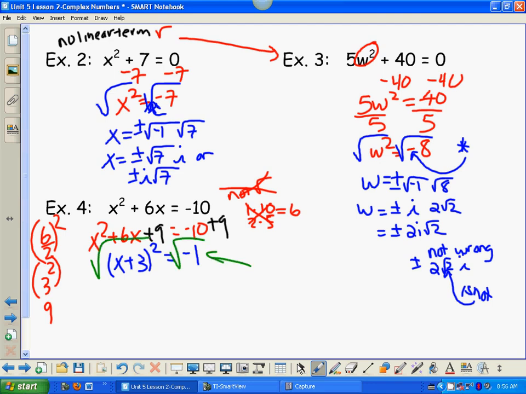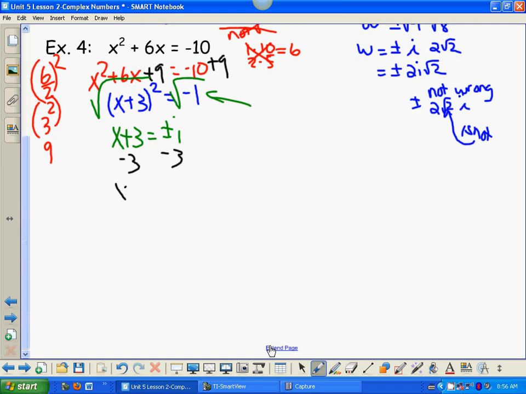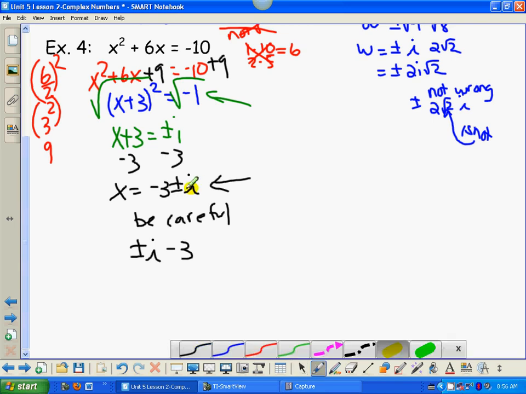I see a negative underneath the square root. So I get x plus 3 is equal to plus or minus i. And then in order to get my final answer, I need to subtract 3 from both sides. So I end up with -3 plus or minus i. Please be careful how you write this. It's plus or minus i minus 3, or -3 plus or minus i. It's not the plus or minus on the 3. This is the preferred answer.